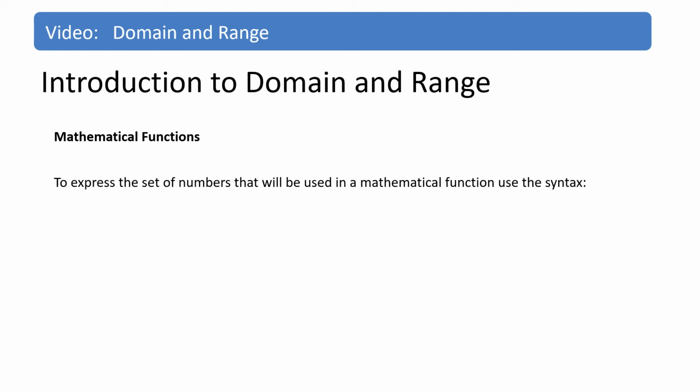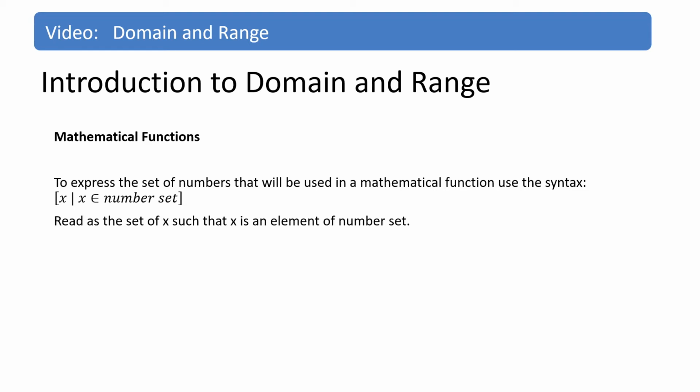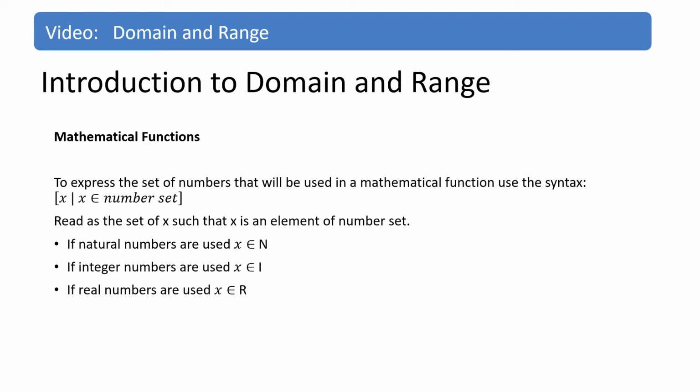To express the set of numbers that will be used in a mathematical function, use the syntax, the set of x or y, such that x is an element of, and then write your number set. This is read as the set of x such that x is an element of a number set. If natural numbers are used, then the number set can be written as x is an element of N. If integers are used, x is an element of I. If real numbers are used, x is an element of R.